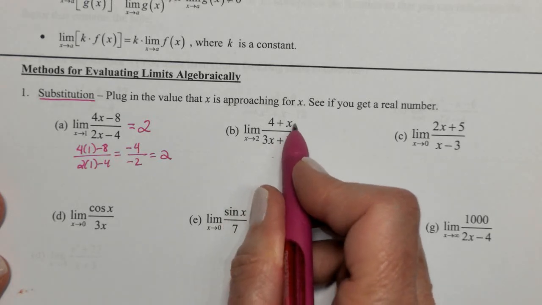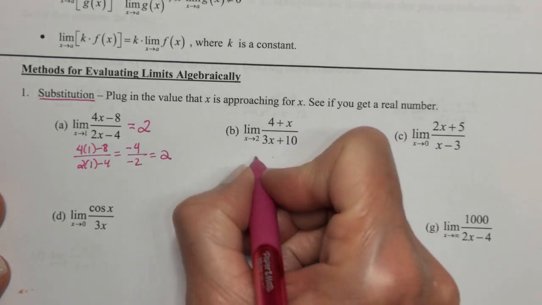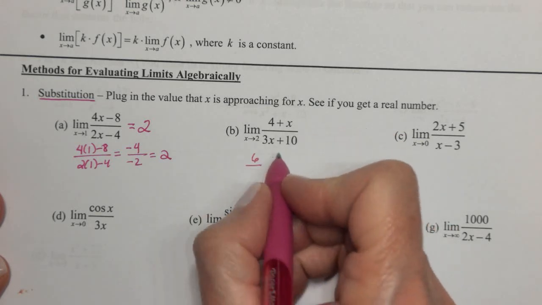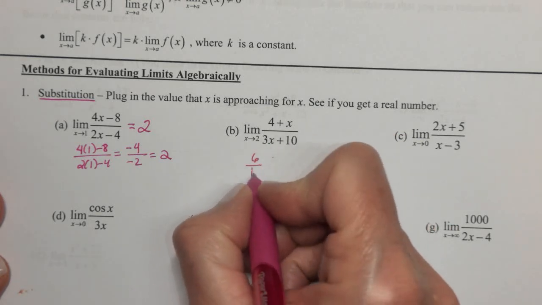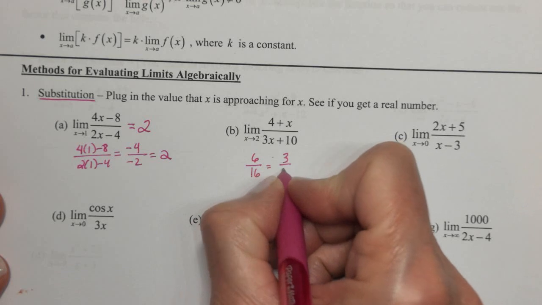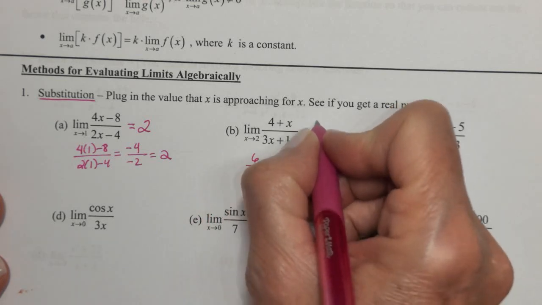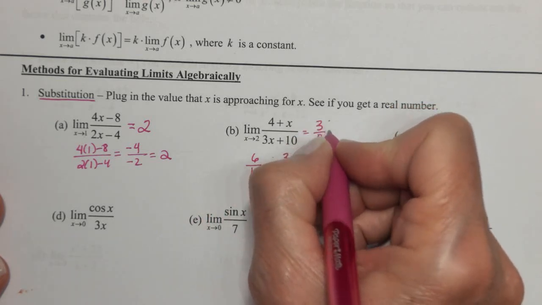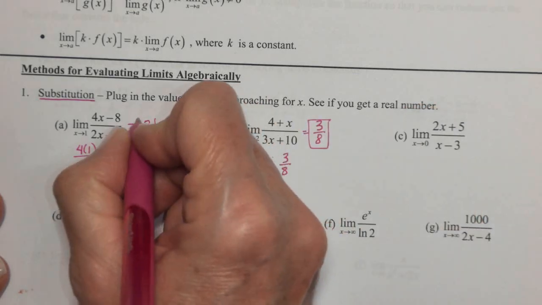Okay? Start by plugging in 2 for x. If I plug in 2 for x, in the numerator I'm going to get a 6. In the denominator I'm going to get a 16. That reduces to 3 over 8. So I could say that that limit is 3 over 8.